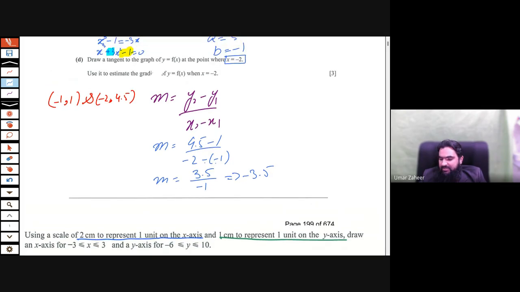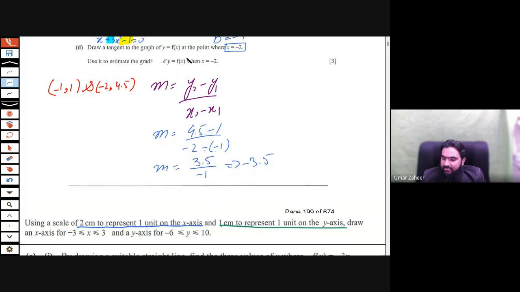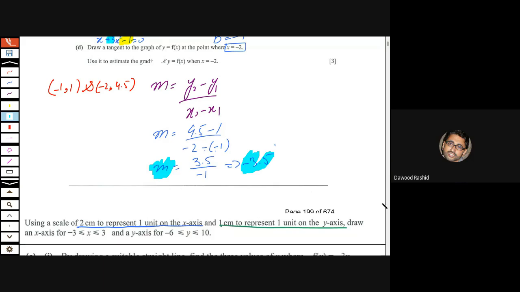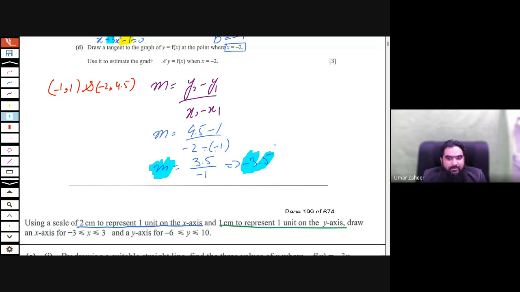So the gradient of the function at x is equal to minus 2 is minus 3.5. Yes, anyone? Any question? No, sir. Yes, Ariba, Mozam, Daniel. No, sir.